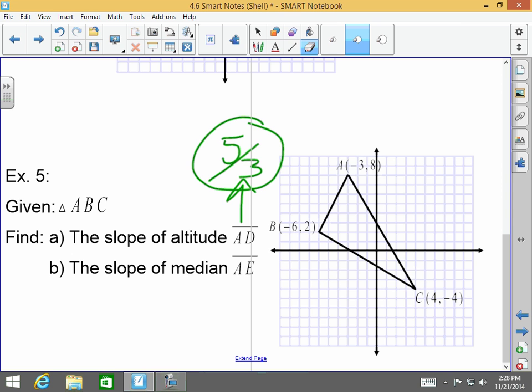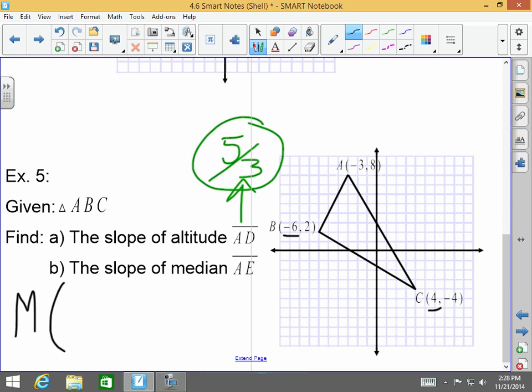So hopefully you remember the midpoint formula. The midpoint formula, which is capital M, is x1, which is negative 6, plus x2, which is 4, divided by 2, which is negative 1, comma, y1, which is 2, plus y2, which is negative 4, which equals negative 2 divided by 2, which is also negative 1. So my midpoint is right here. So that would be point E.